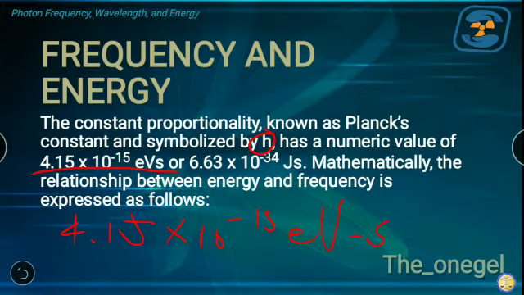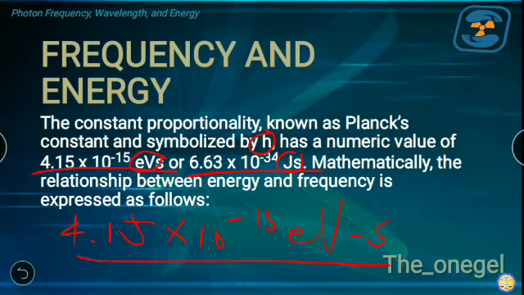So for the sine wave equation and Planck's quantum theory, we are using this value. But if we go to the wave-particle duality, this will be its value in terms of joule second: 6.63 times 10 raised to the negative 34 joule second.